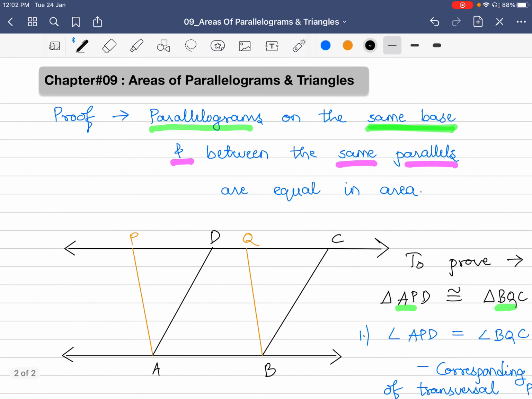Let's go back to the statement which we wrote in the beginning. Our statement, or theorem, was that if you draw two parallelograms using the same base, and between the same two parallel lines, so these are the two parallel lines, then they will have an equal area. This was our statement to be proved, and that's what we have proved in this video.